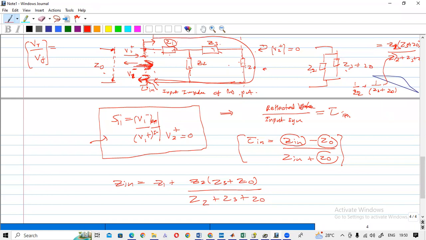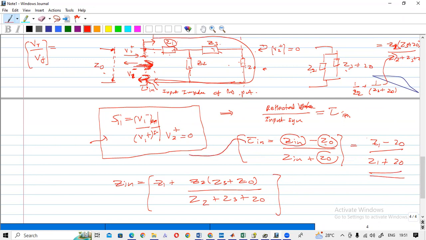Z3, Z0 and Z3, Z0. Okay, so this is the ZD. Now, if you want to find tau in, what you have to do? Z0 should be subtracted from this term, and Z0 should be added to this term. Then you can get the division, so you can find the tau in.